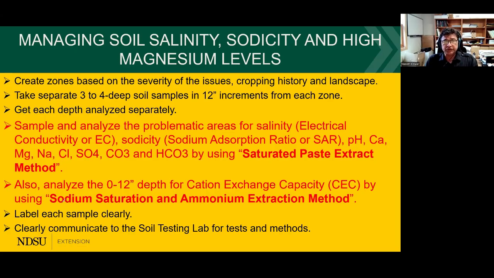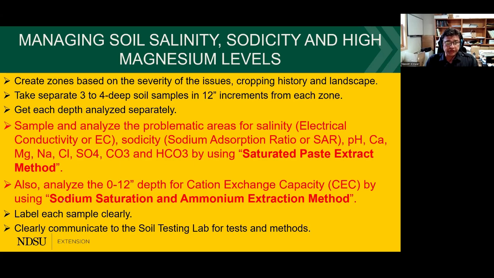When we sample our soils for soil fertility, we generally go 0 to 6 inch, 6 to 24, which is fine because fertility goes down with soil depth. But these issues come from bottom up. So I like to go 3 to 4 feet deep. Having said that, the most important soil depth would still be the top 6 or 12 inches. But I like to know what is going on in the third or the fourth foot.